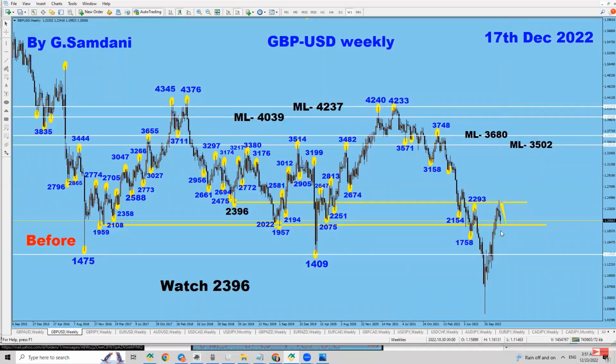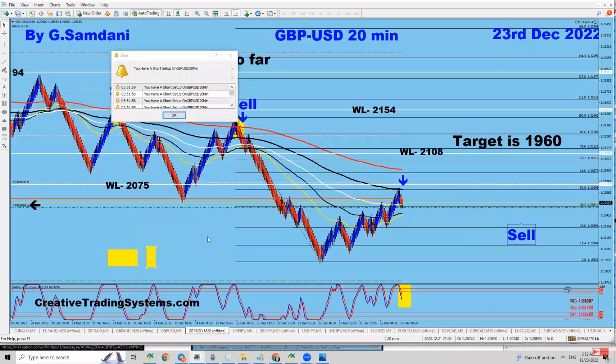So let's see if it comes down or continues to the upside. USD is getting strong, so because of that, this thing needs to come down right from here. So let's see. Okay, so I'll be back.